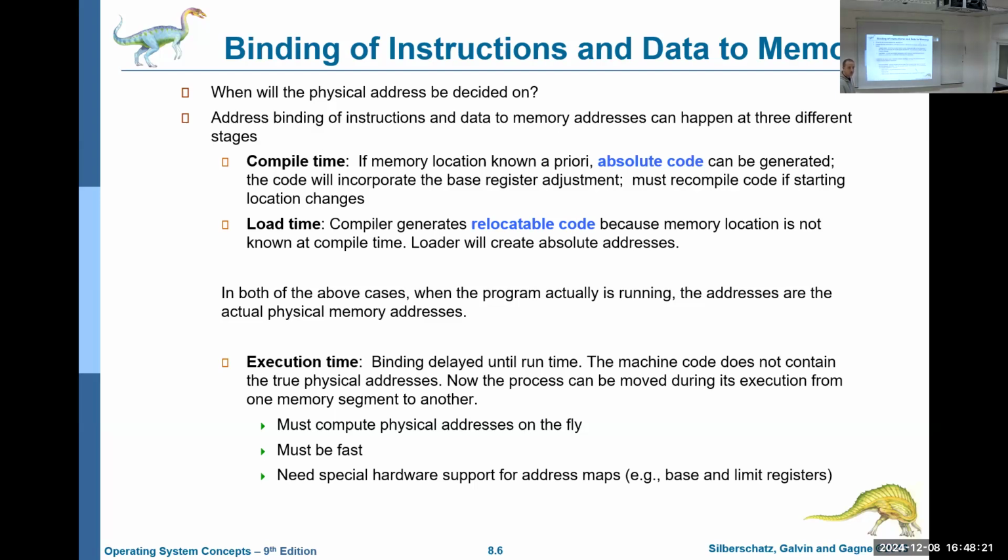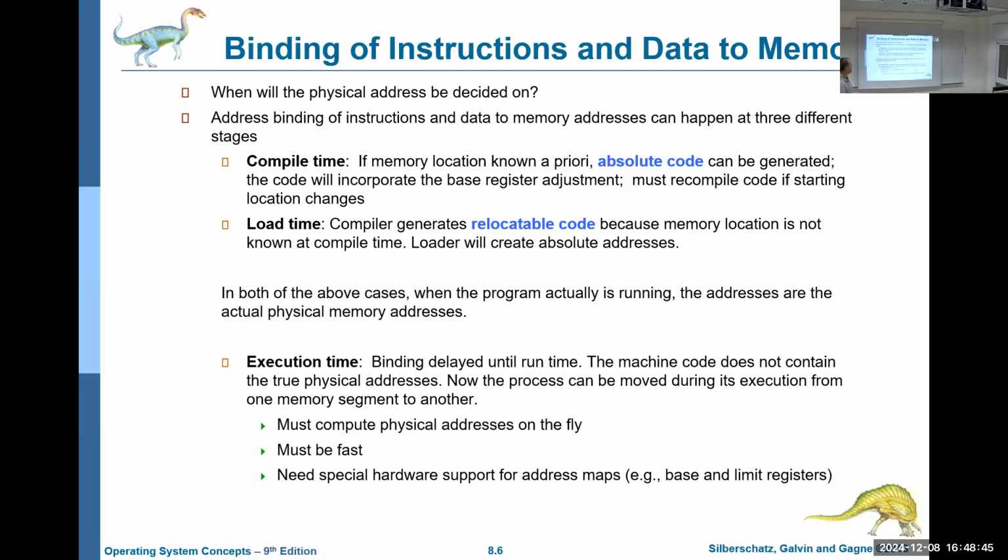If you ever want to put it somewhere else, you wouldn't be able to take compiled code and give it to your friend and use his computer, because maybe he has different addresses, or maybe somebody else is there. Load time, so it makes more sense to do it at load time. The compiler generates relocatable code, because the compiler doesn't do absolute code. It does relocatable code, because the memory location is not known. The loader will create the absolute address.